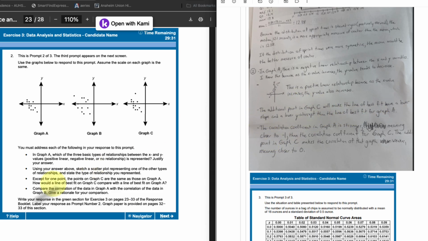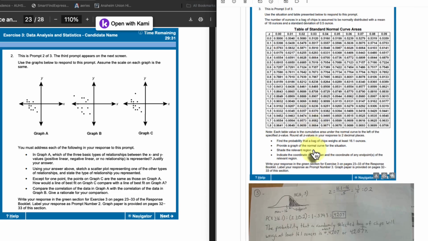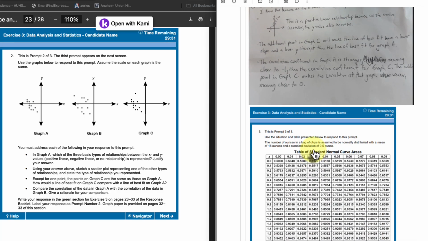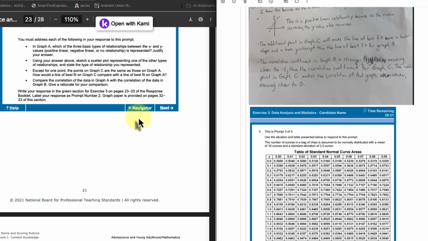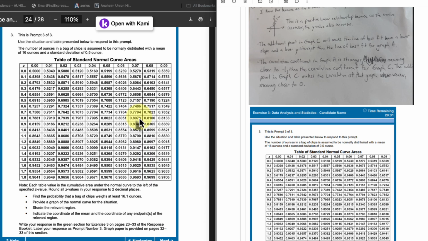And the last one: compare the correlation of the data in graph A with the correlation in graph B. Choose your rationale. So this is tighter, this is closer. So you talked about a correlation closer to -1. You're showing it's weaker. You can even be as bold as letting us know maybe a number that you think the R value might be. I think that would be fine too. Okay, so that was exercise. Okay, we're still under exercise 3.